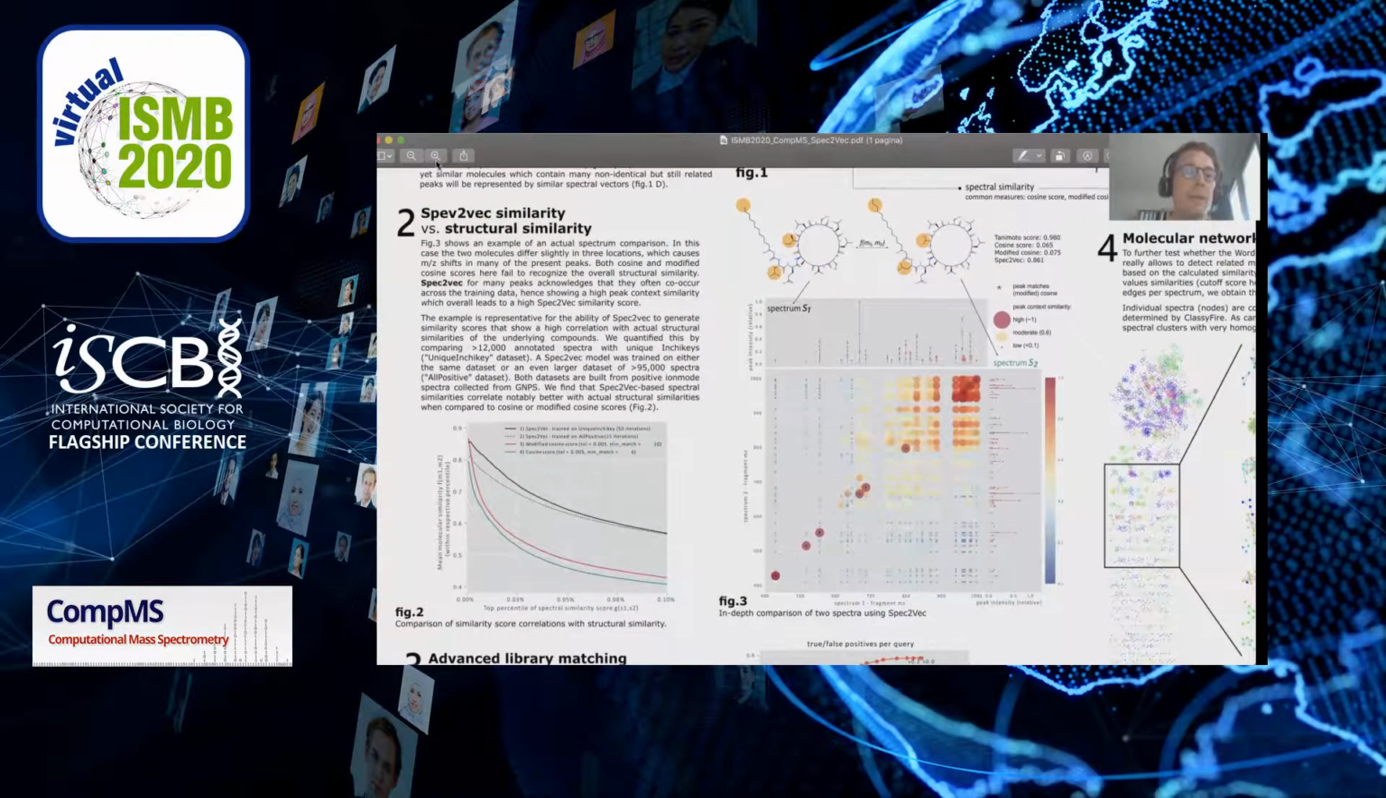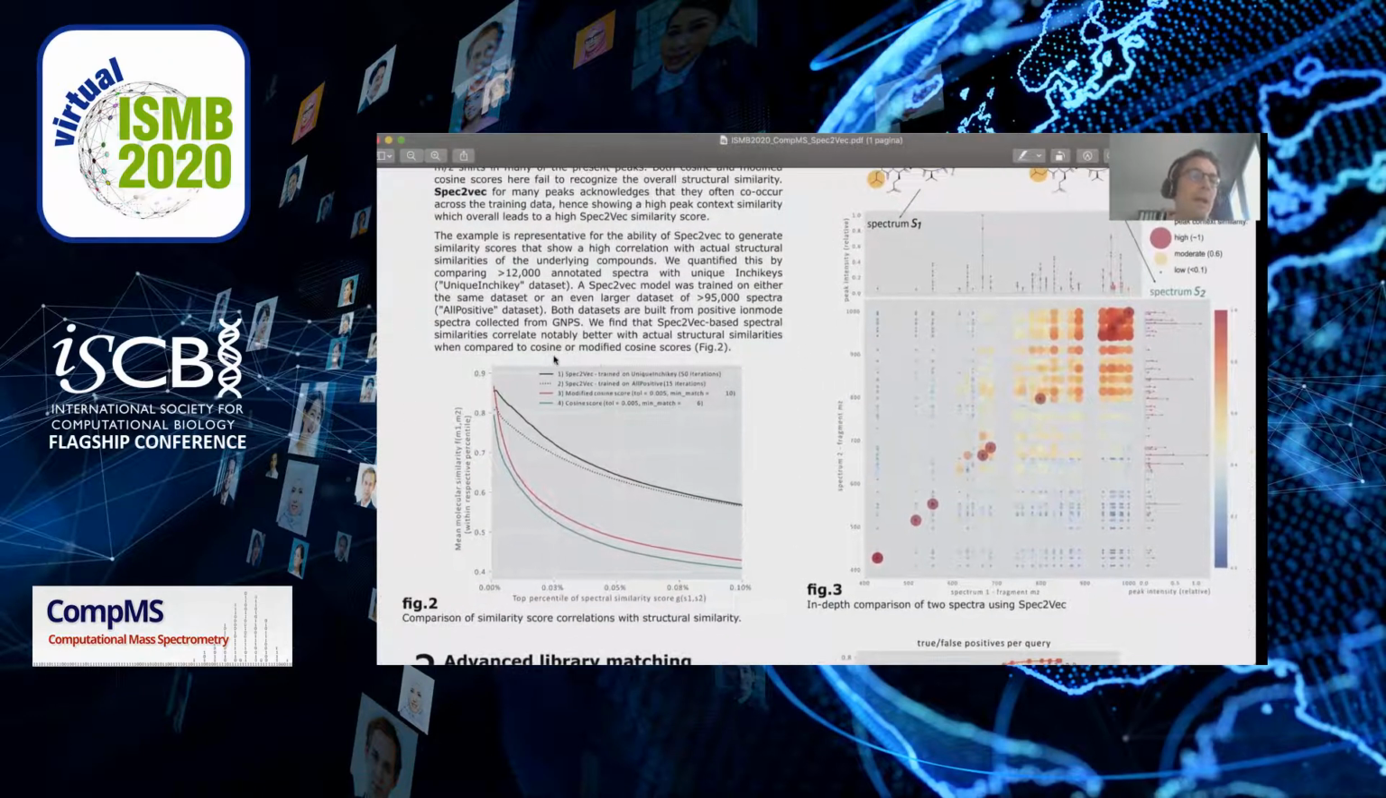This is what we assessed in figure 2. In figure 2, you can see a sort of benchmarking where we compare quantitatively across many thousands of spectra how much a high score with respect to Spec2Vec correlates with the actual structural similarity as assessed by fingerprints. You can see that the black curve from Spec2Vec is always below the curves of cosine scores and modified cosine scores, which essentially means that on average, a high similarity from Spec2Vec correlates very well with an underlying similarity of the compounds.